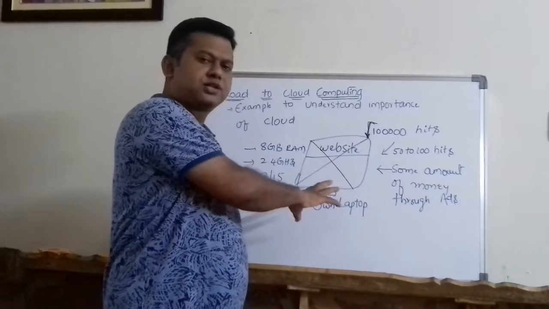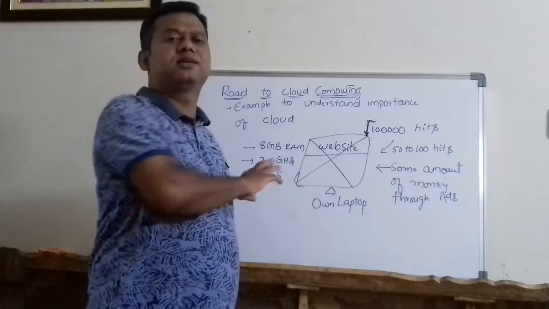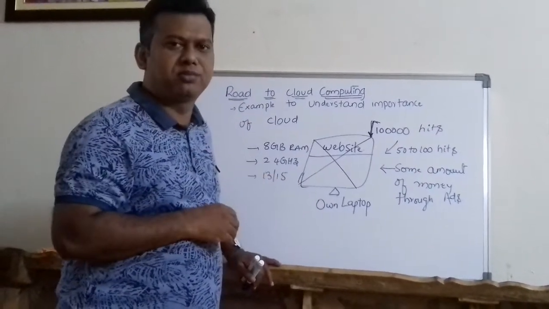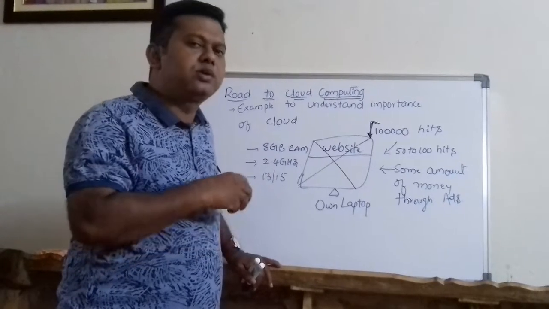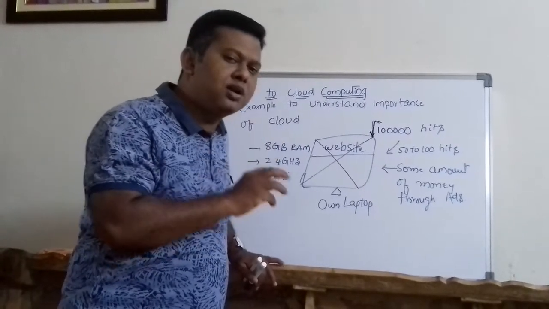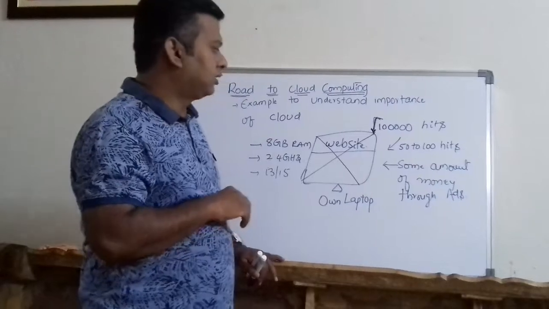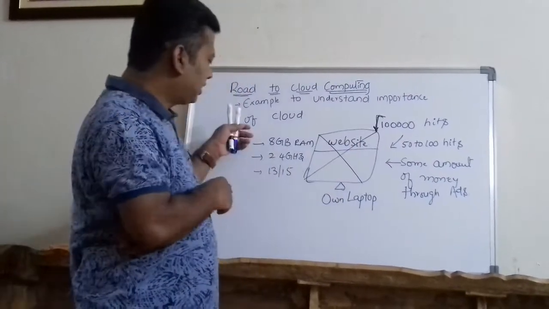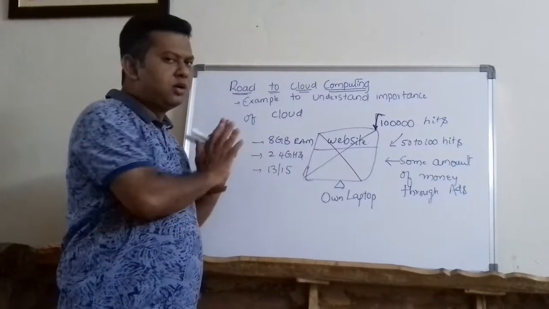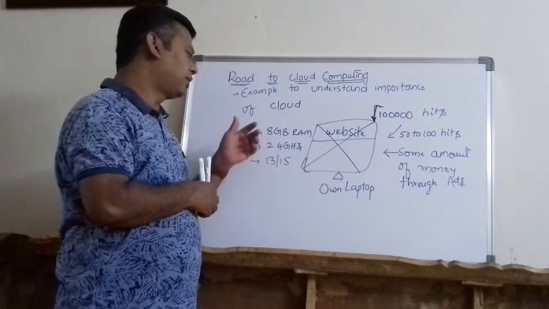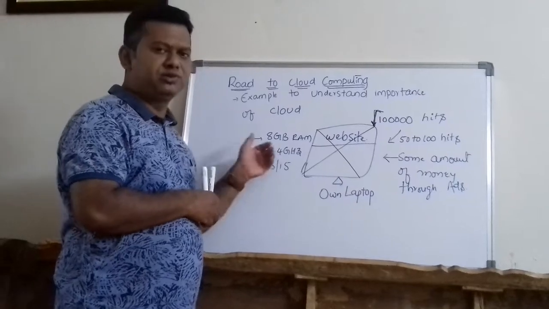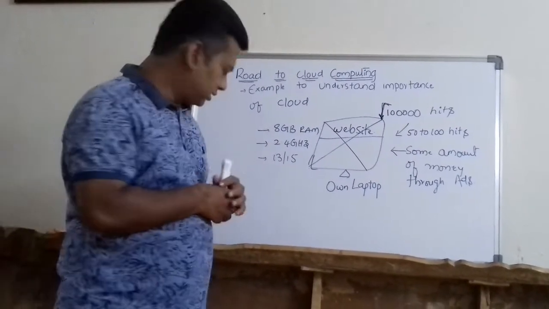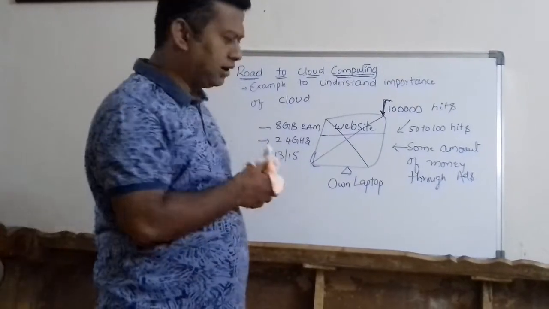This is the problem the student has faced, and he realized that his laptop is not sufficient to handle the maximum number of hits. He also realized that the computational requirements of the requests will increase, while the computational capacity of his laptop will not increase, or is limited. So what has this student done? Please try to understand this example carefully.